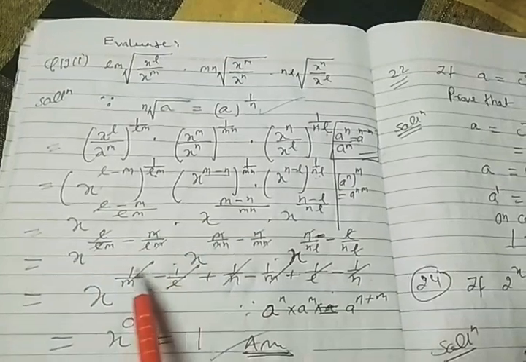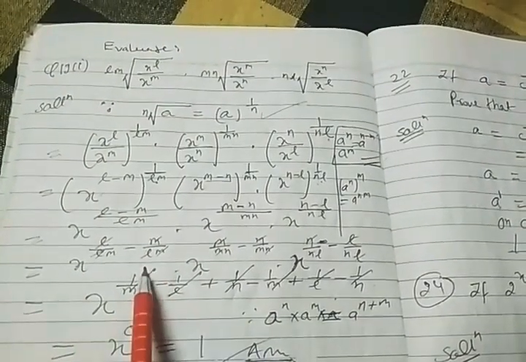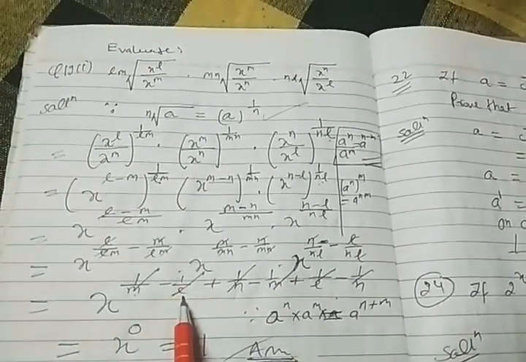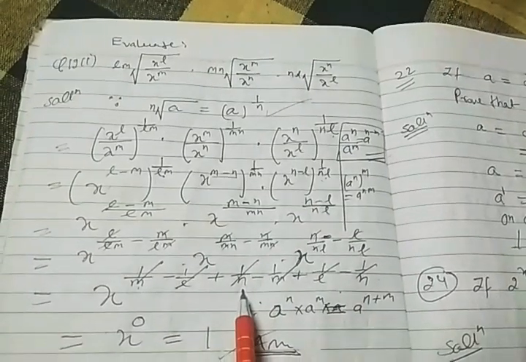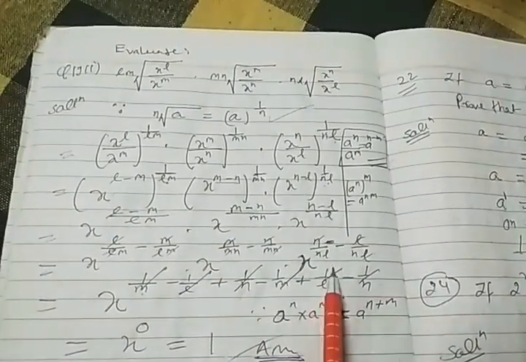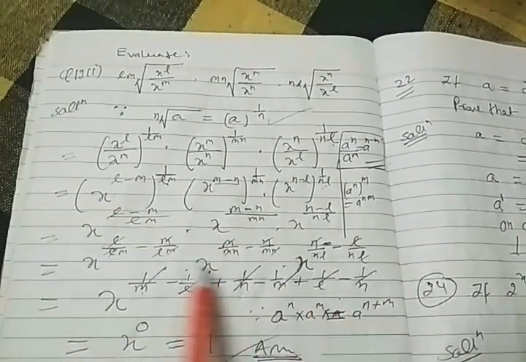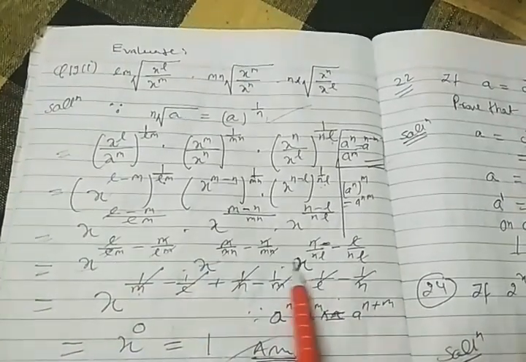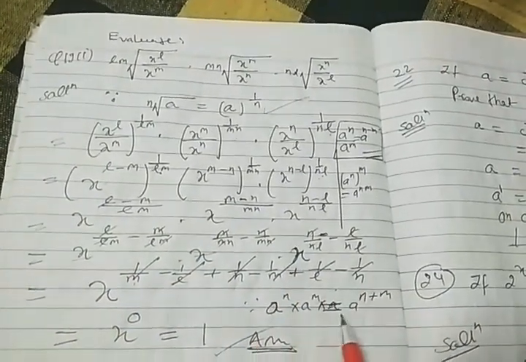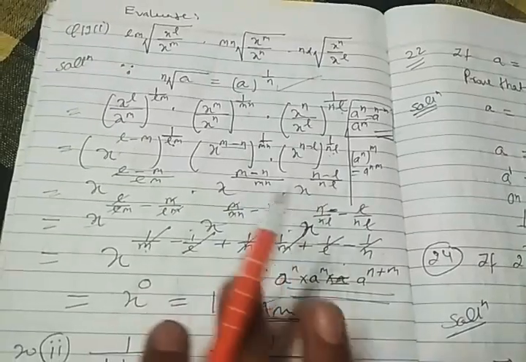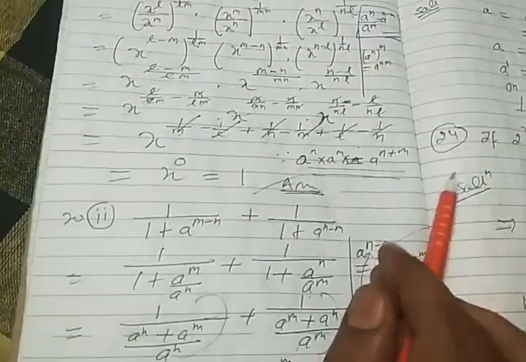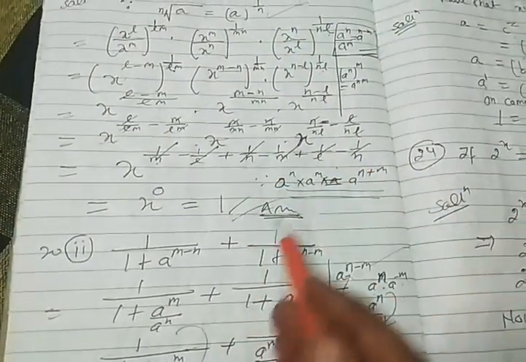After solving, we get x raised to whole power 1 upon m minus 1 upon l plus 1 upon n minus 1 upon m, then plus 1 upon l minus 1 upon n. Since here our bases x are same, so power will be added using this formula. So x raised to power 0 equal to 1. So this one is the answer.